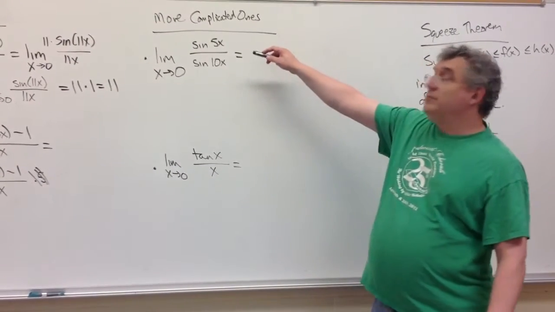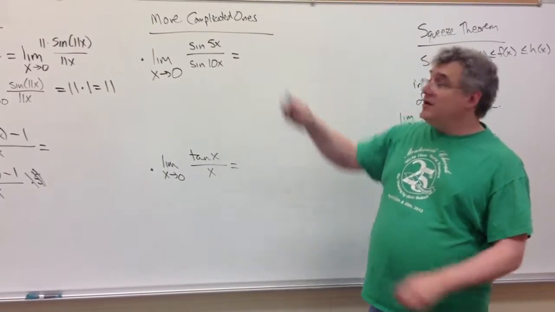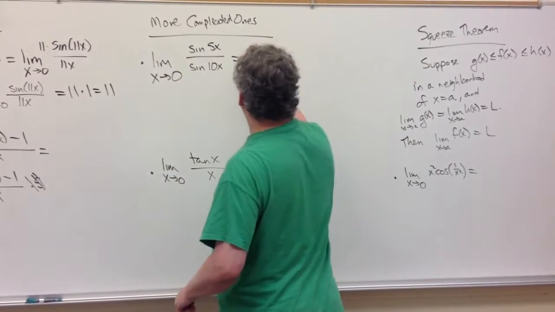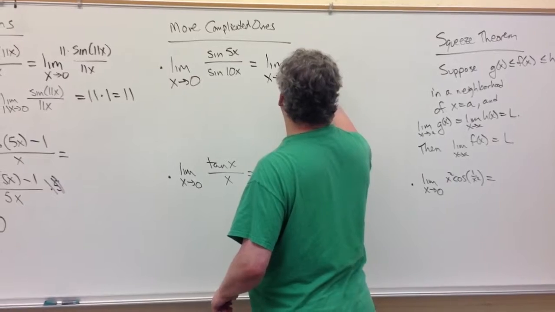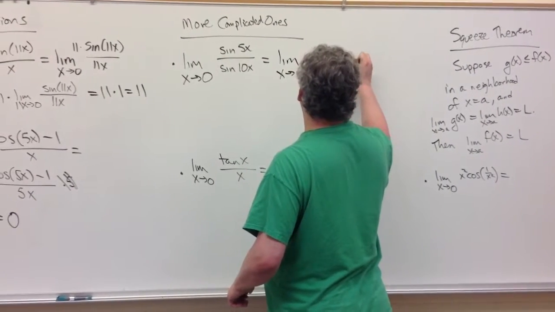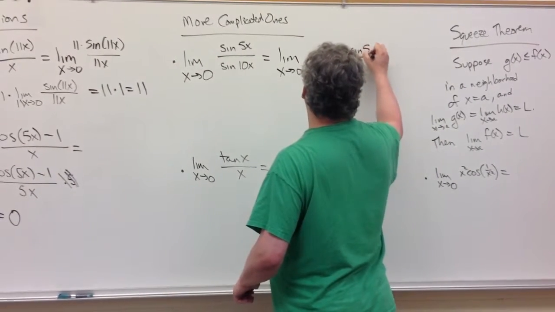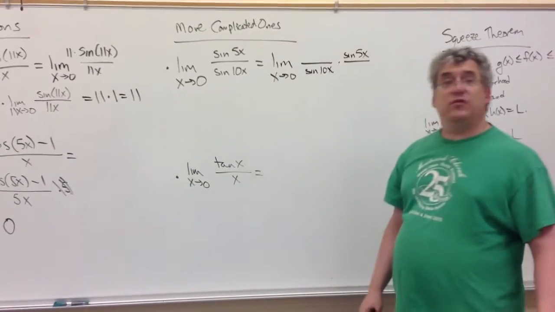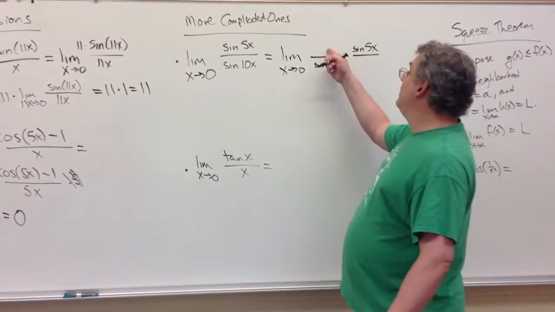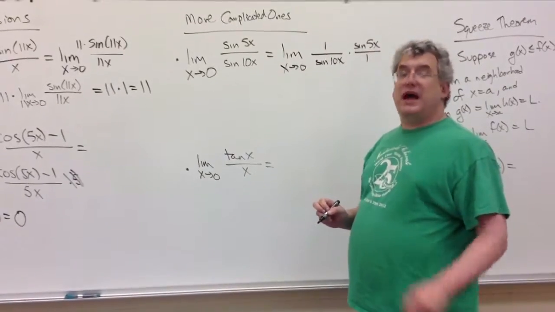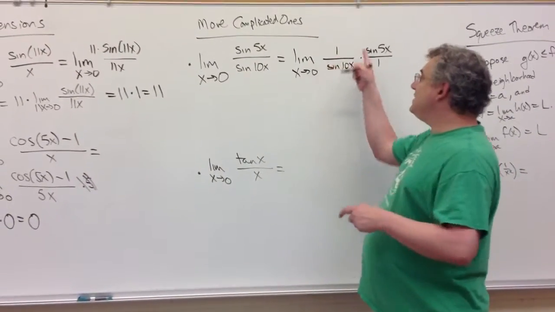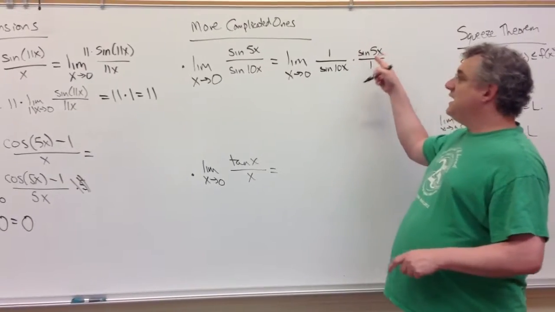Okay, so, did you think of what to do? What I'm going to do on this one is just split it into 2 fractions. Now what would I normally have up here? A 1 and a 1. Those are the same thing, right? But I don't want a 1. I want this to be like the sine of 5x.